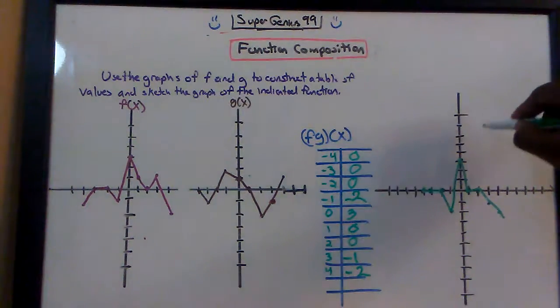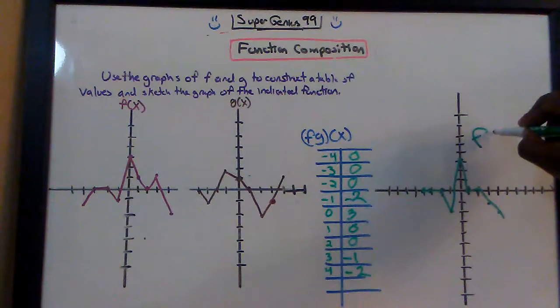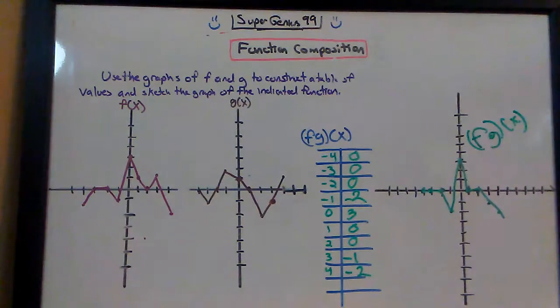And this is the function of f, the product of f and g at x. So this graph is the product of this graph times that graph. Okay. Well, it's been another video lecture from SuperGenius 99 concerning function compositions. Thank you for watching.